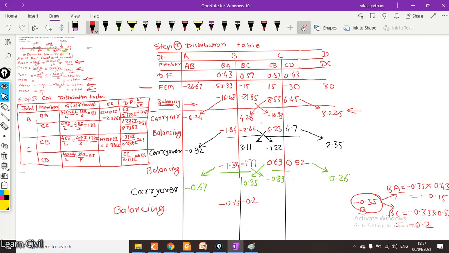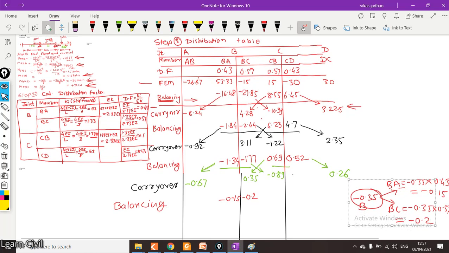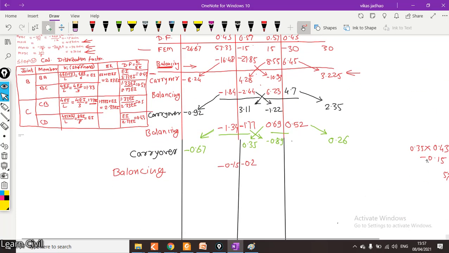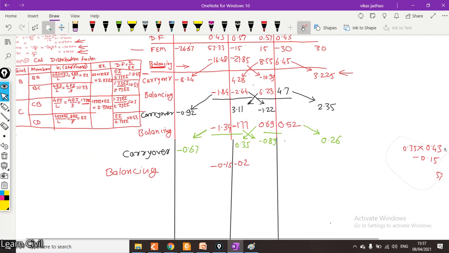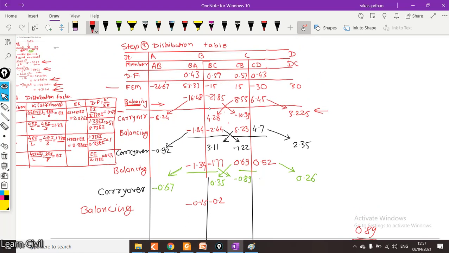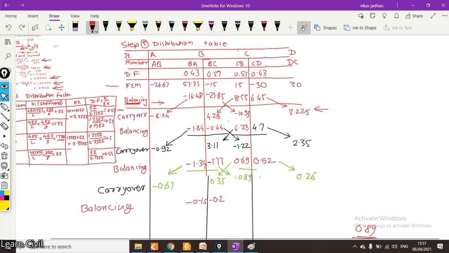Similarly, at this particular joint C, we have an unbalanced moment of minus 0.89. So we have to apply a balancing moment of 0.89 at joint C.